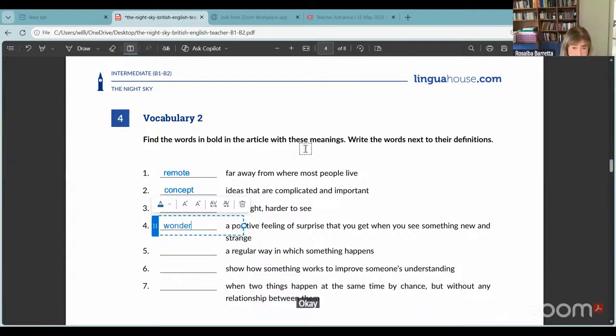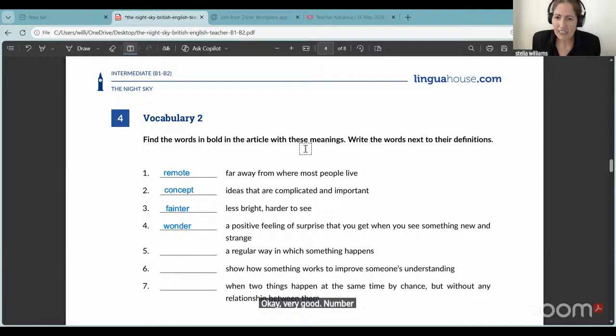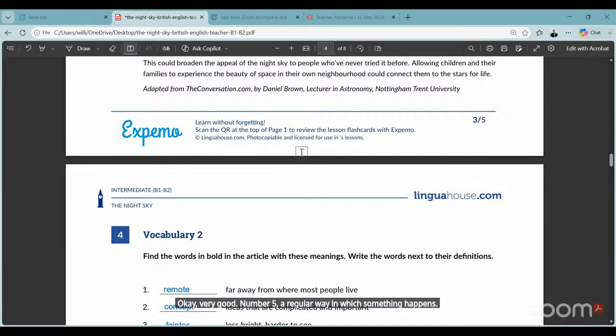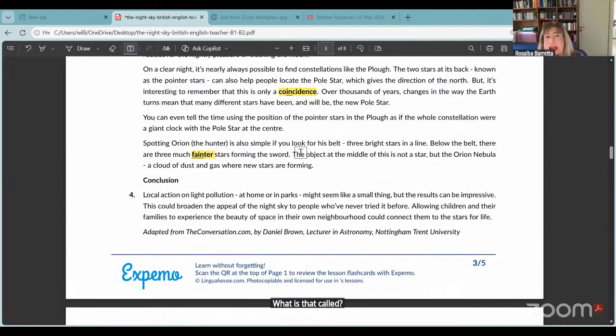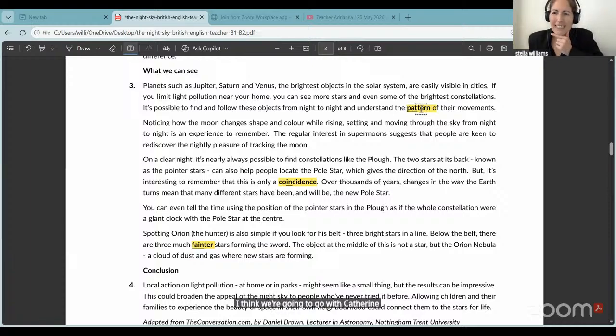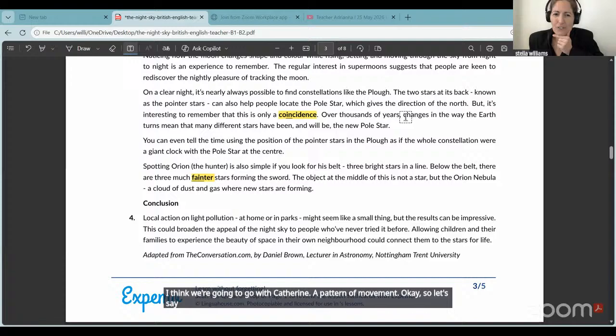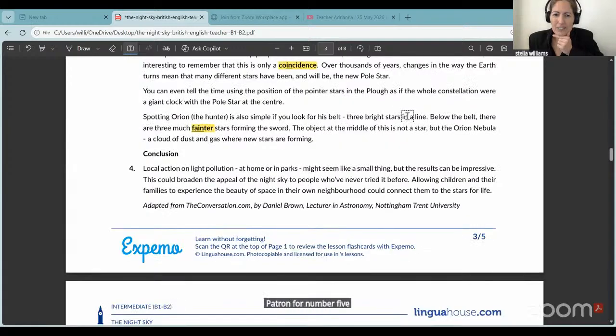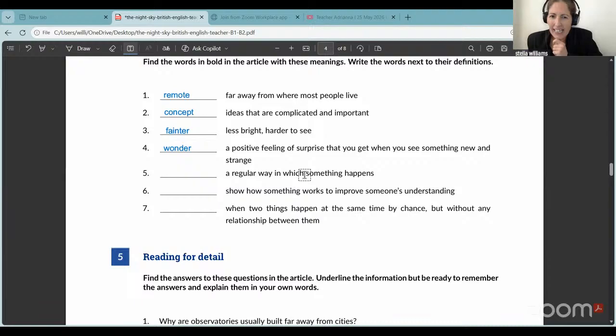Okay, very good. Number 5, a regular way in which something happens. Pattern? What is that called? Coincidence. Pattern. I think we're going to go with pattern, a pattern of movements. Okay, so let's say pattern for number 5. A regular way in which something happens. A pattern.